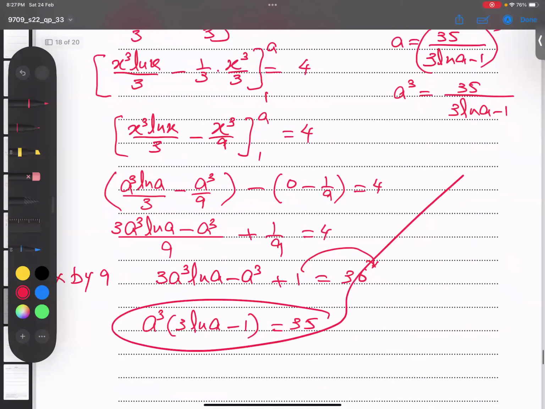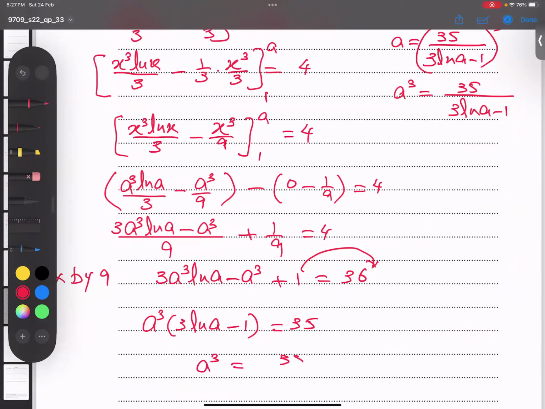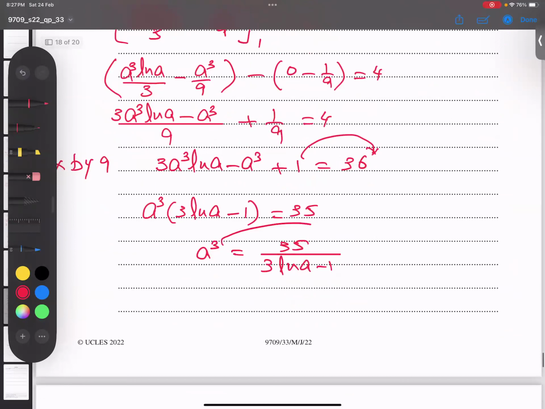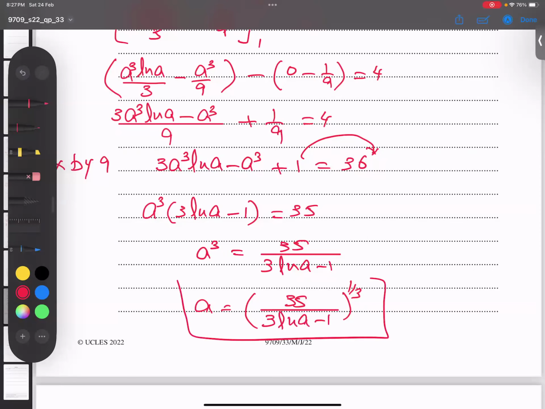So if you look carefully, we are close to this answer. So this will go under 35. So Alhamdulillah Rabbil Alameen, a cubed equals 35 over 3 ln a minus 1. Now I will bring the cube to the other side, and it becomes a cube root, or power 1 over 3. So Alhamdulillah Rabbil Alameen. In this way, you can keep your target in front of you and prove it.